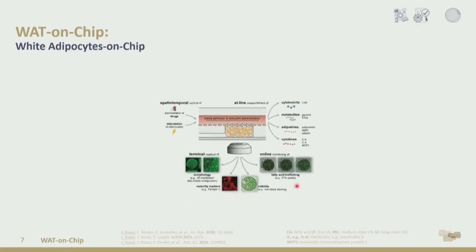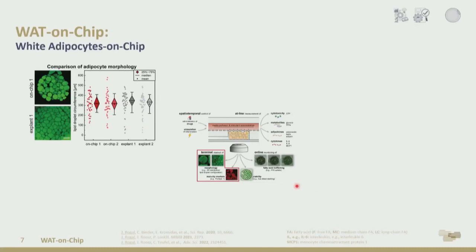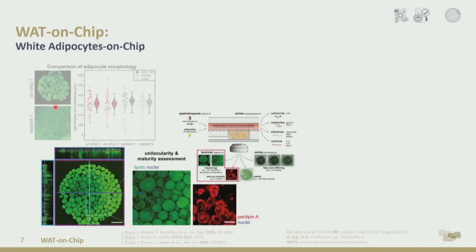So first we had a look at their morphology and found that the on-chip adipocytes were morphologically very similar to adipocytes from donor-specific explants. They were distributed in 3D throughout the entire tissue chamber, and we found them to be unilocular and covered with perilipin A patches, which are two very important hallmarks of adipocyte maturity.